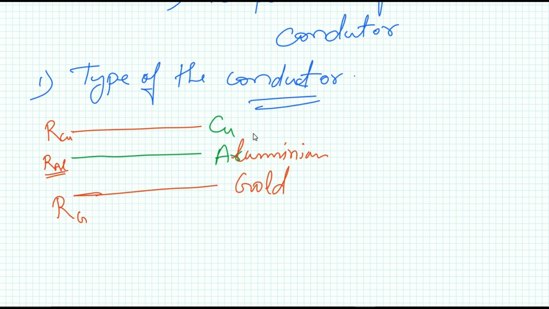Students sometimes ask why we use aluminum instead of copper, or why we use copper and not aluminum. There are different properties of aluminum and copper which you will study in higher classes. Because of those properties, aluminum and copper are used. But copper is used more than any other conductor because it is cheap, more flexible, and its properties are very good in comparison to other materials.